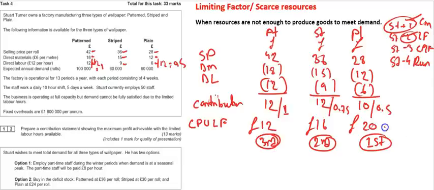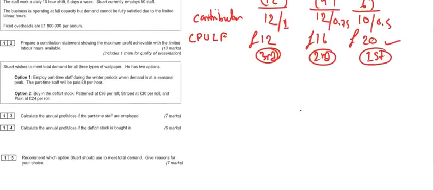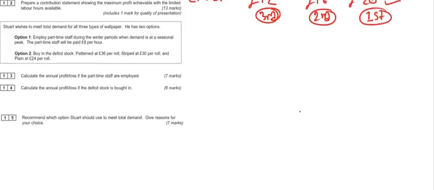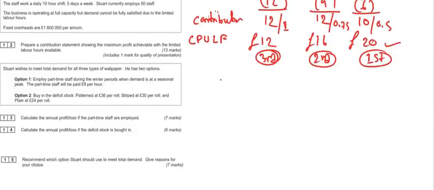So as much plain as we can produce, we're going to produce. So 60,000. Any hours remaining, we're going to produce striped. Any hours remaining, we're going to produce patterned. All right, so let's go a bit to the bottom and do the optimum production planning. So for optimum production planning, hours available.